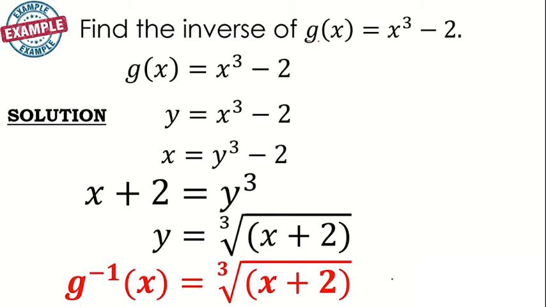Example, g of x equals x to the power of 3 minus 2. Diba? So, this is our first given, or the original given po. So, interchange mo lang yung x to y. Diba? Okay. Write g of x as y. Then, interchange mo lang. So, yung y magiging x, yung x magiging y.